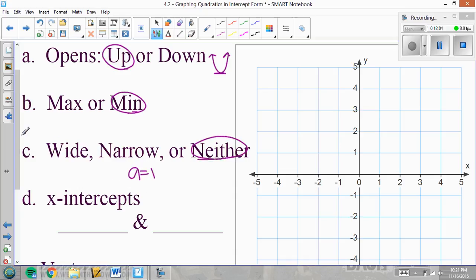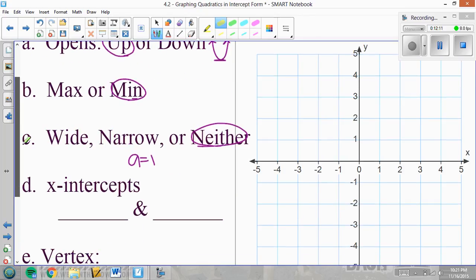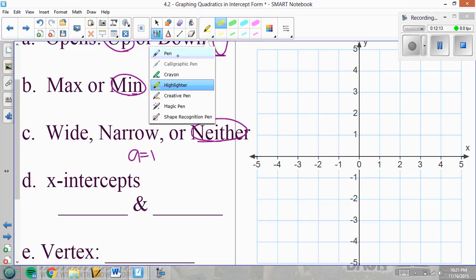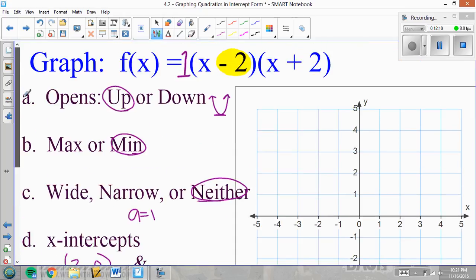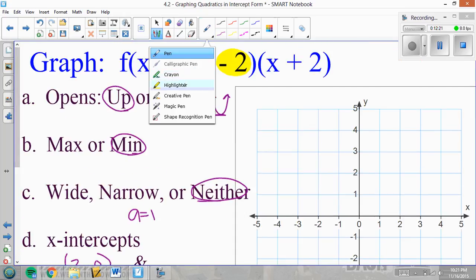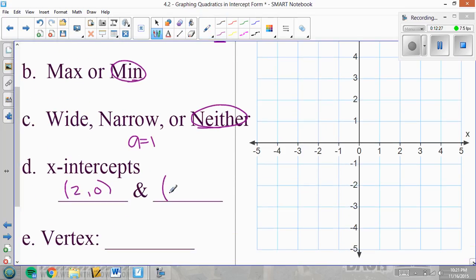And now to get my intercepts, remember you're looking at the inside of your parentheses. So if I have a negative 2, I know that my intercept would be positive 2, 0. And my second one, if I have a positive 2, I know the opposite of positive 2 is negative 2, 0. So I can plot those 2 points.